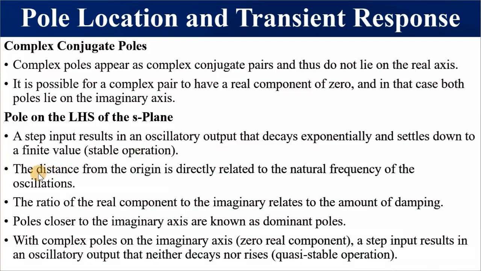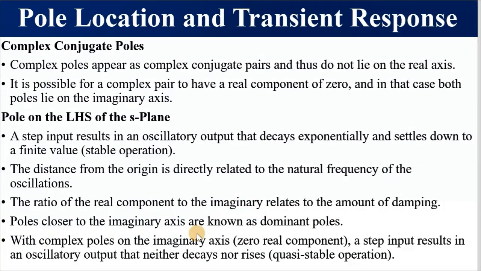And also the distance from the origin is directly related to the natural frequency of the oscillations. We'll be looking at more of this when we do the transient response. And we are also saying the ratio of the real component to the imaginary relates to the amount of damping. We'll be looking at damping when we do the second order transient response. Also, poles closer to the imaginary axis are known as dominant poles, and with the complex poles on the imaginary axis for a 0 real component, a step input results in an oscillatory output that neither decays nor rises.